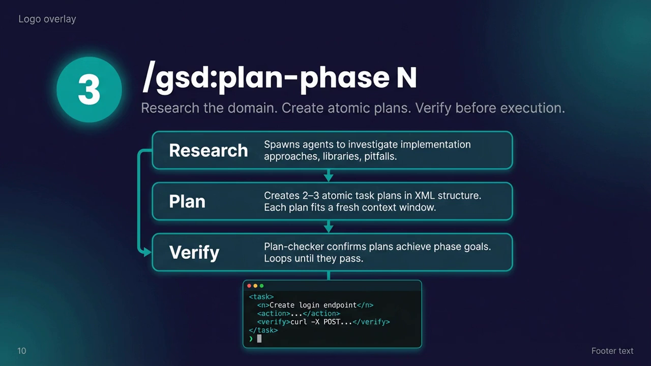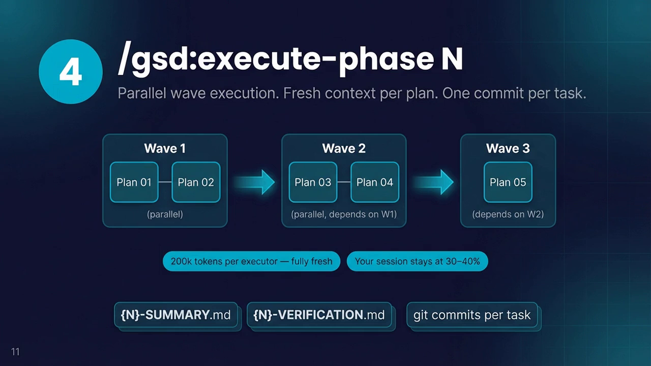Plan phase runs 3 agents in sequence. First, a researcher investigates the domain based on what you decided in discuss, library options, implementation approaches, known pitfalls. Then a planner creates 2 to 3 atomic task plans in XML format. Each plan is small enough to execute in a fresh context window. Then a plan checker verifies the plans actually deliver the phase goals. If not, it loops until they pass. The XML structure is important. Every task has a name, the files it touches, the exact action, and a built-in verification step. Claude doesn't guess.